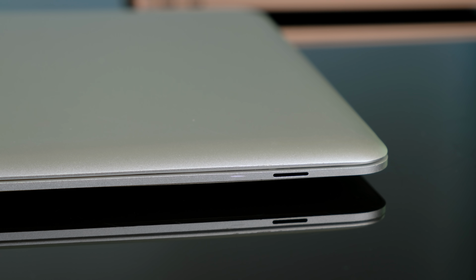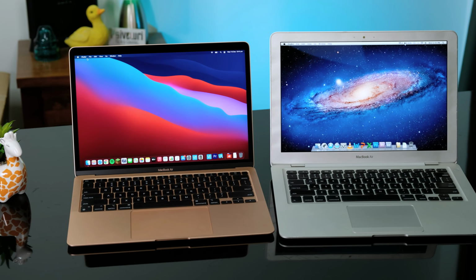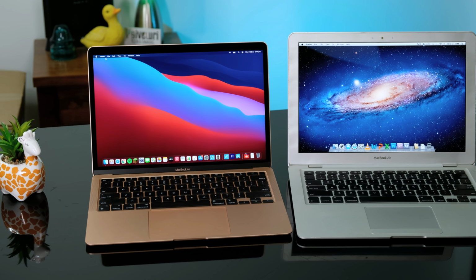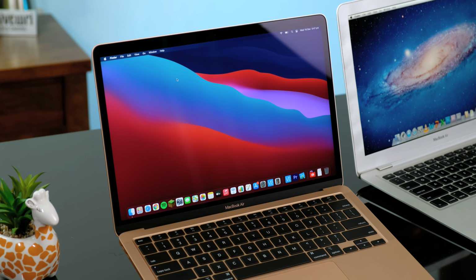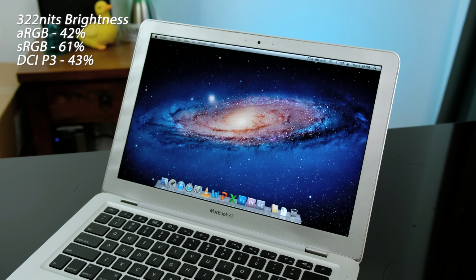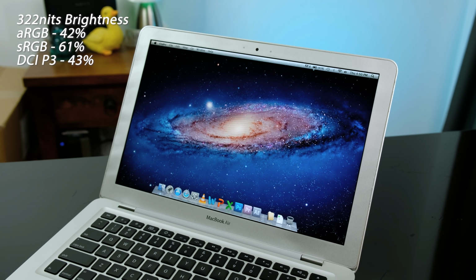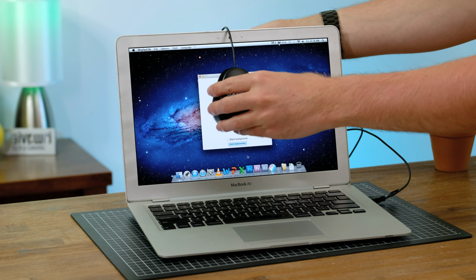Otherwise, you've got to open the lid to find out whether you left it on, which actually automatically turns on the machine anyway. When it comes to the displays, the clear winner is the M1 MacBook Air. It is by far one of the best quality displays you can get on a laptop, and as far as brightness is concerned, the original 2008 Air isn't horrible, reaching just over 320 nits, but falling short in terms of sRGB and Adobe RGB color space coverage.